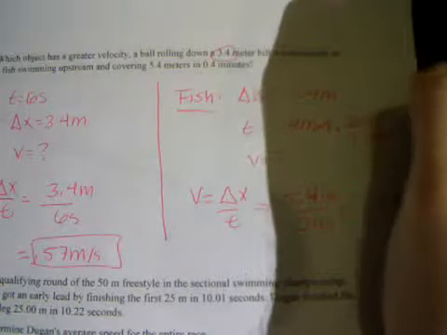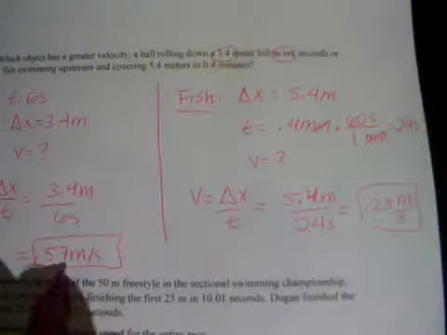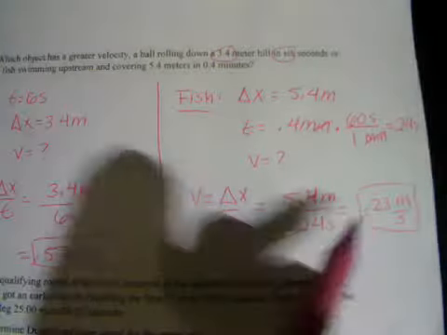Then we're solving for velocity again. v equals change in x over t equals 5.4 meters over 24 seconds. It was 0.23 meters per second. Which one is faster between 0.57 and 0.23? Well, it's definitely the ball that is faster.